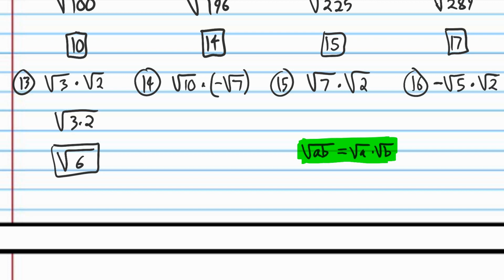All right, so number 14. Again, I'm going to use this principle going from right to left. And we have root 10. I'm just going to put that negative out in front because that negative is not inside the root. And then we get root 70, which cannot be simplified.